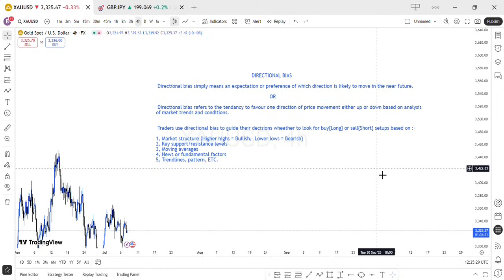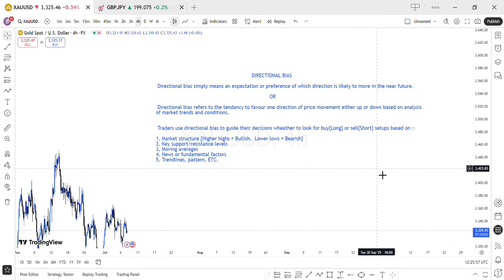After this, I'm going to go into the practical, but right now let's just go on with this. Traders use directional bias to guide their decision whether to look for buy, as well as long, or sell. So these are the setup bases that people use to check out directional bias.